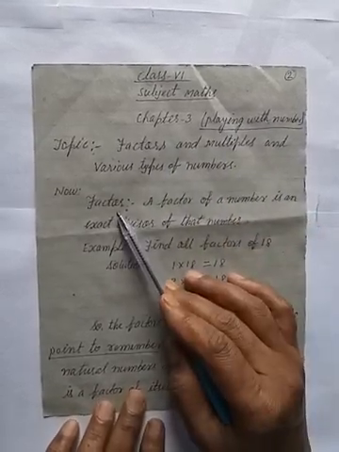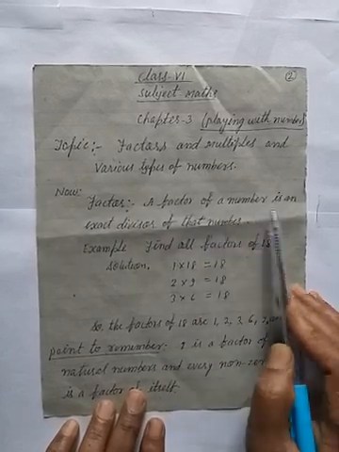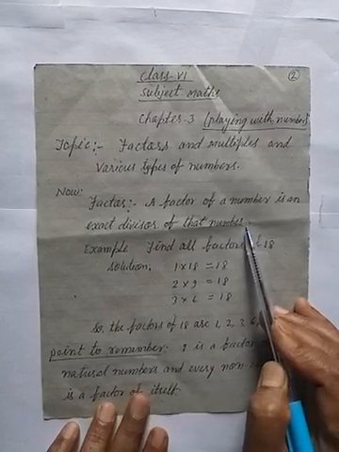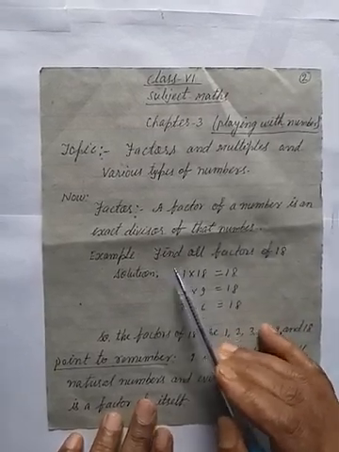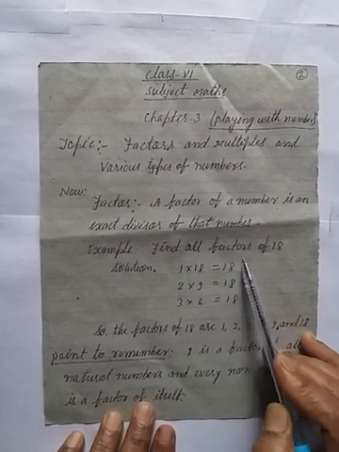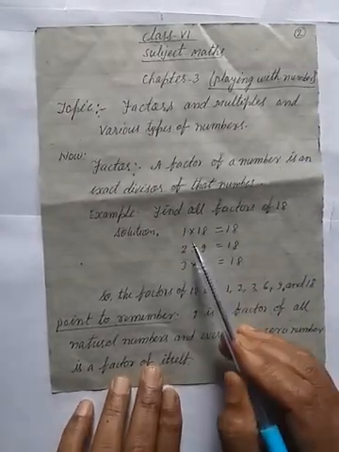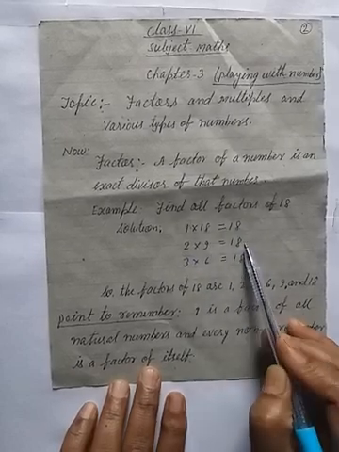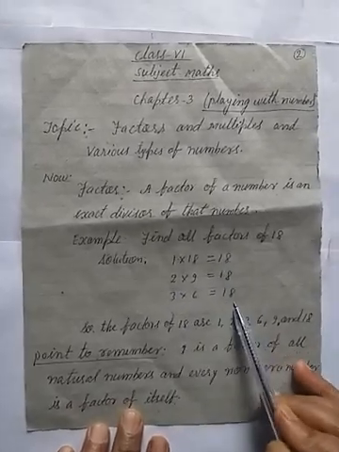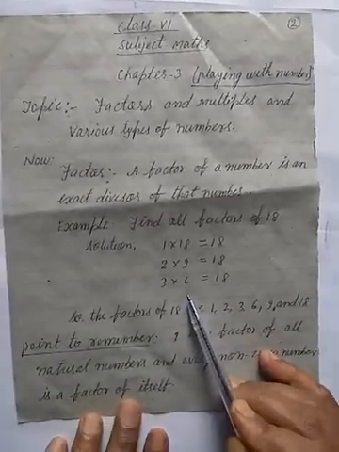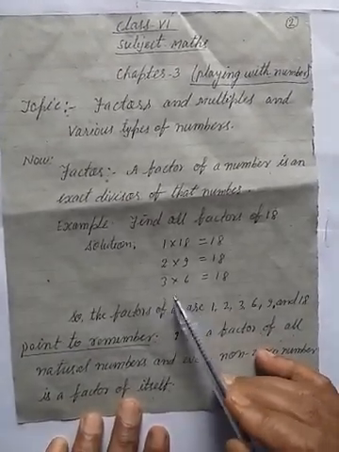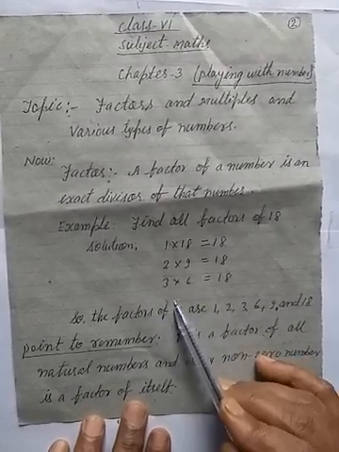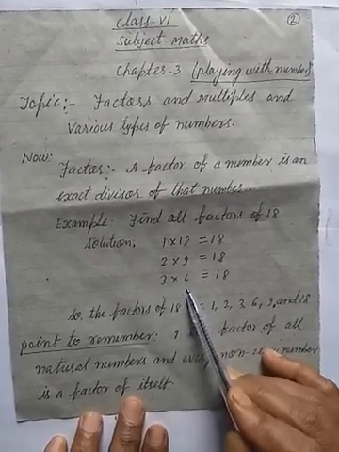So now our topic is factors. A factor of a number is an exact divisor of that number. Let's see by the example. Find all the factors of 18. So students, we can write 1 into 18 equal to 18, 2 into 9 equal to 18, 3 into 6 equal to 18. Here we have to stop because if I take again, 6 is coming again. So that's why I am stopping here. So you write till here.